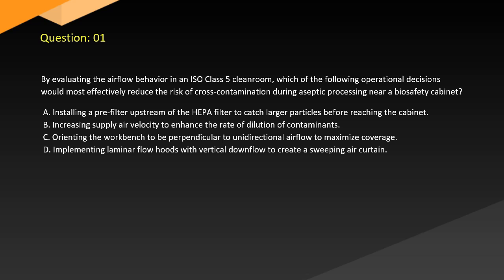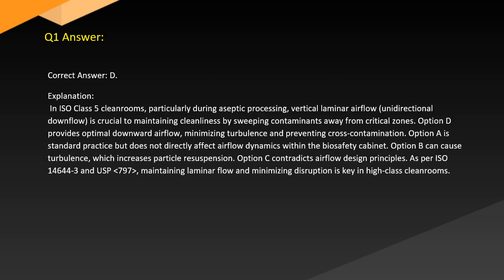C. Orienting the workbench to be perpendicular to unidirectional airflow to maximize coverage. D. Implementing laminar flow hoods with vertical downflow to create a sweeping air curtain. Answer. Correct answer: D. Explanation. In ISO Class 5 cleanrooms, particularly during aseptic processing, vertical laminar airflow, unidirectional downflow, is crucial to maintaining cleanliness by sweeping contaminants away from critical zones. Option D provides optimal downward airflow, minimizing turbulence and preventing cross-contamination.